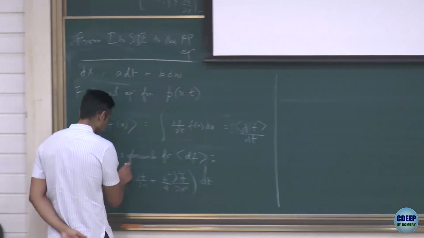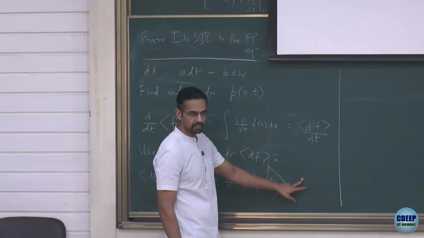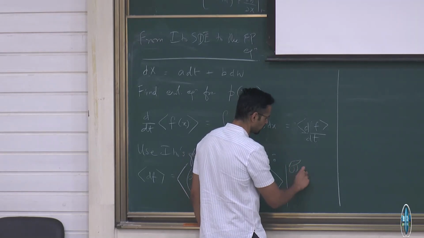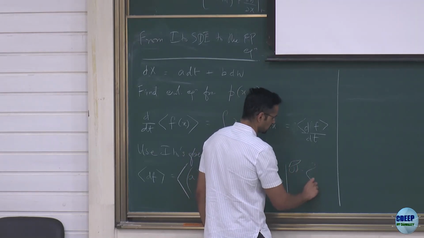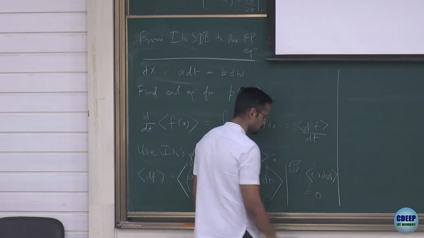All right, yeah, what you're saying is correct. So I have to put the ensemble average. When I put the average on the dw terms, they will drop out. So I should say, note that the average of anything times dw is equal to 0.